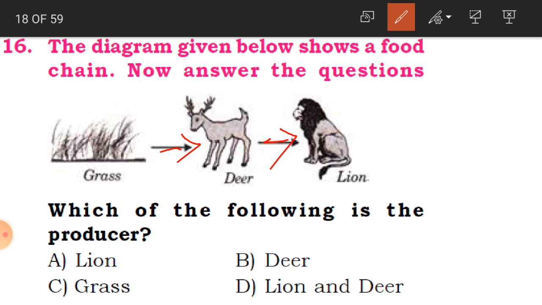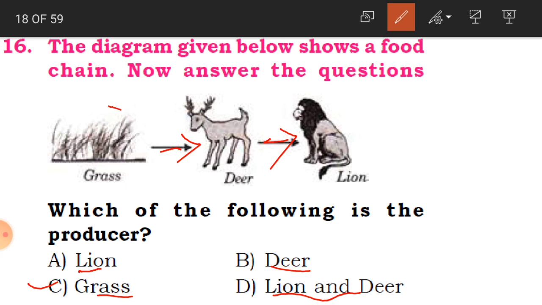Okay. And which of the following is the producer? A option lion, B option deer, C option grass, and D option lion and deer. Which one, children, is produced as food here? Yes, it is grass. So C option is the correct answer.